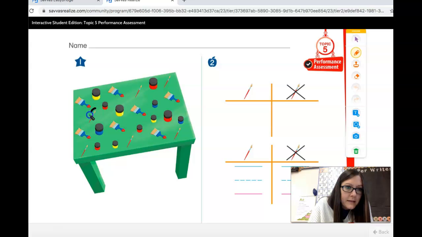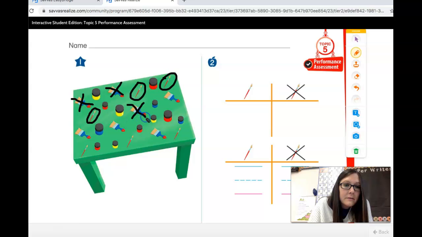All right, this is a little paintbrush. This is not a little paintbrush, excuse me. This one is not little. This one is little. This one is little. Not little. Not little. Not little. Not little.